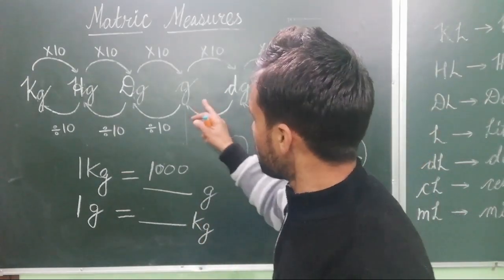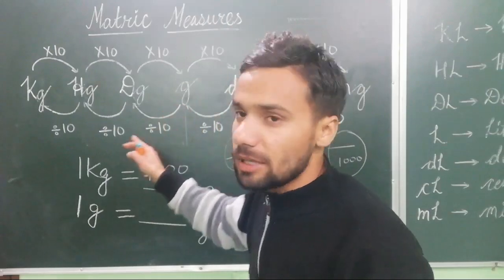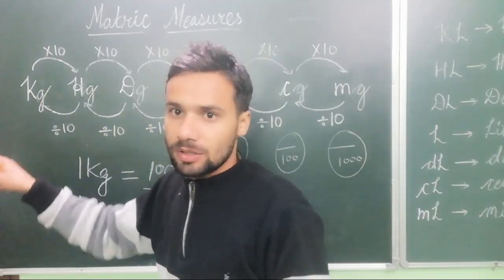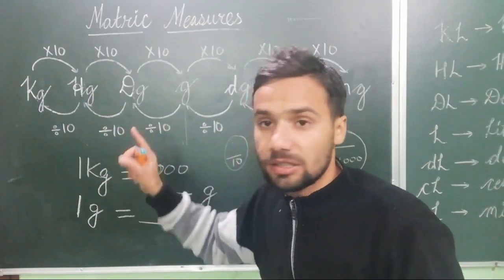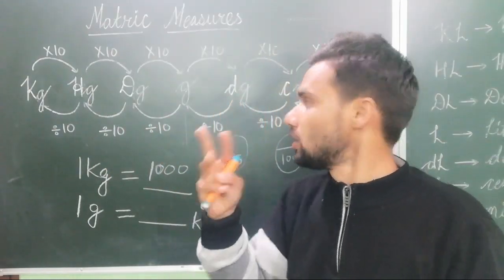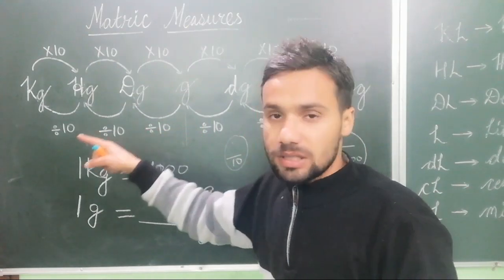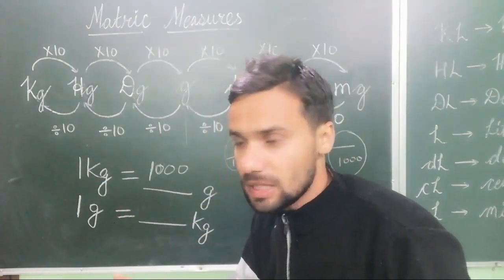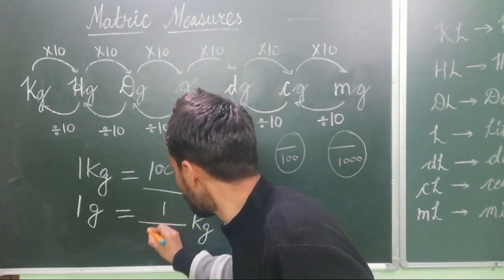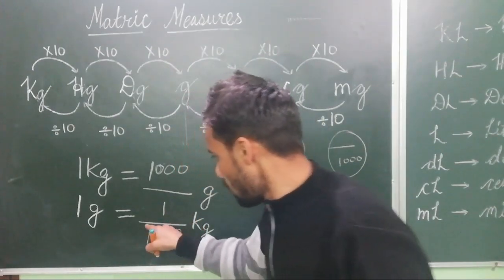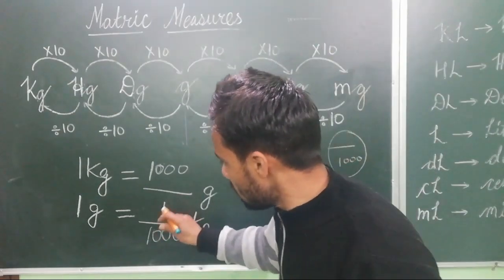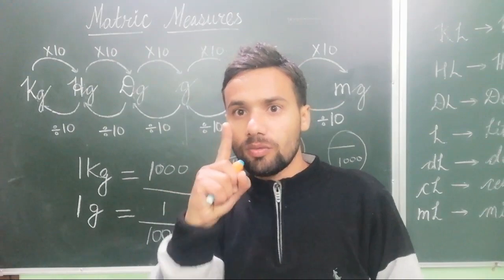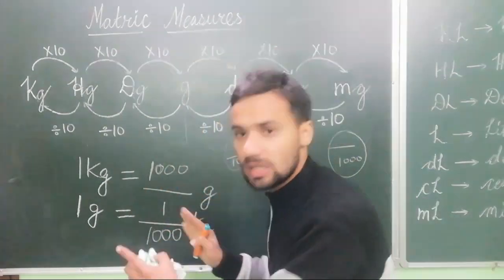Gram is small, but how many times is it smaller than this kilo? 10 times, 10 times, 10 times. So how many times are you dividing here? 3 times. So 10 times 10 is 100, 100 times 10 is 1000. So 1 gram is representing here 1 part out of 1000. Upon means divide.